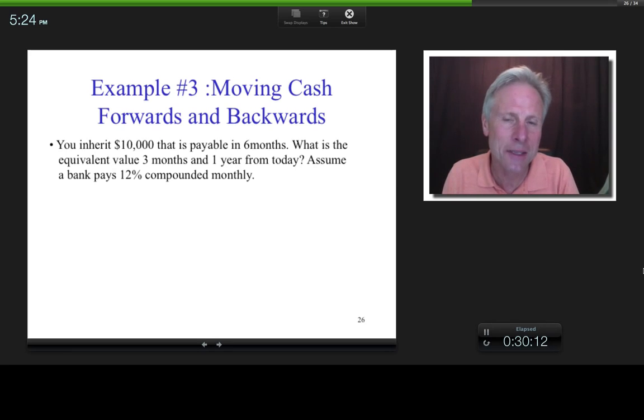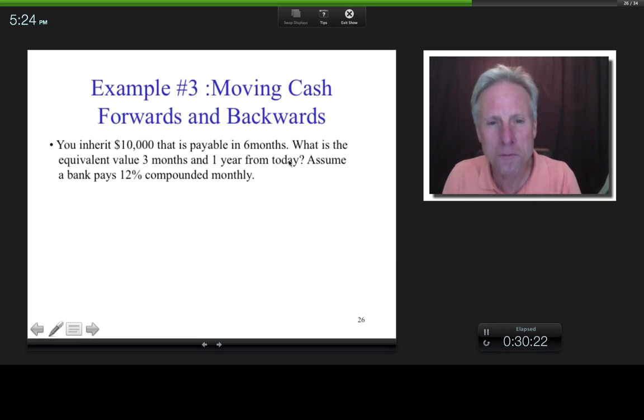So let's say you inherit $10,000 that's payable in 6 months. And the question is, what is the equivalent value 3 months from today? And what is the equivalent value 1 year from today? Assume a bank pays 12% compounded monthly.